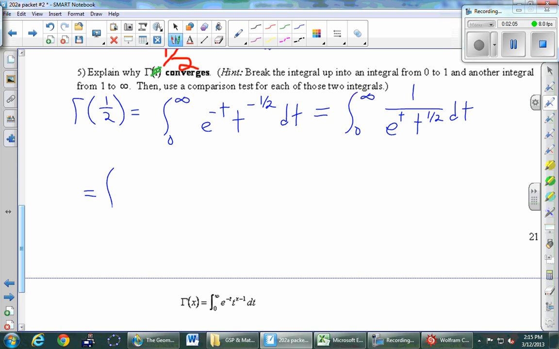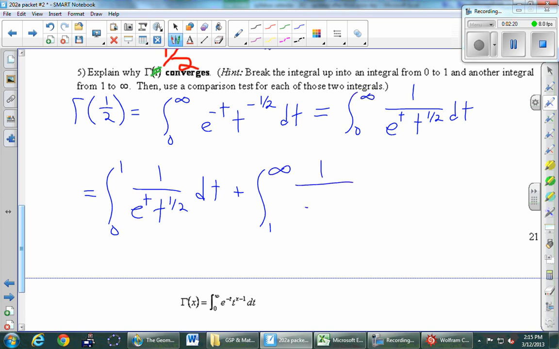So the hint says go between 0 and 1. Copy the whole integrand, plus, and then the other integral must then go from 1 to infinity. And now we're supposed to do a comparison test on each of these two different pieces. So let's look at the second integral first.